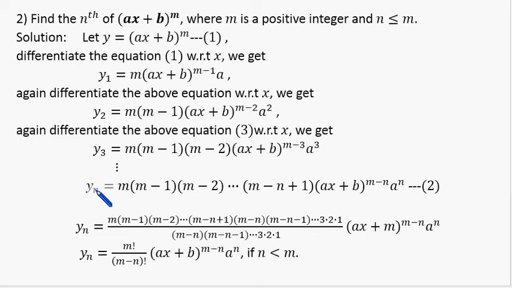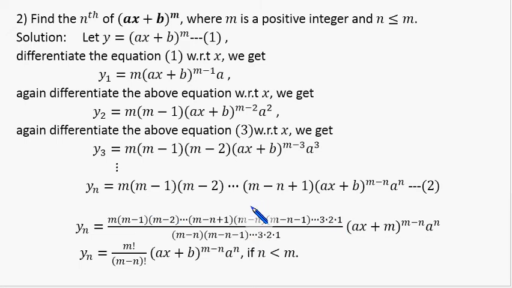That is, we can take the conclusion for the nth derivative as equal to m into m minus 1 into m minus 2 up to m minus (n minus 1), which is m minus n plus 1, into (ax plus b) whole to the power of m minus n into a to the power of n. Here also we have to multiply and divide by m minus n into m minus n minus 1 up to 3 into 2 into 1, both numerator and denominator.